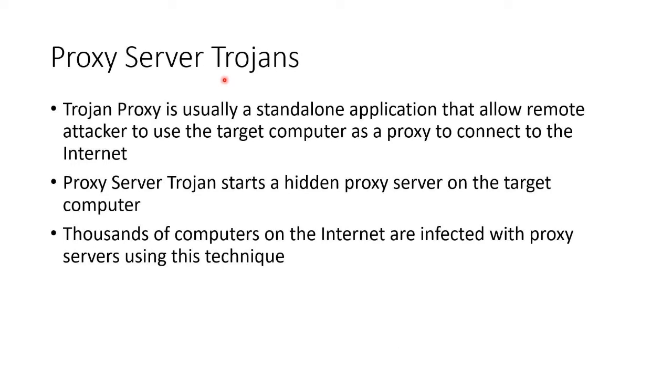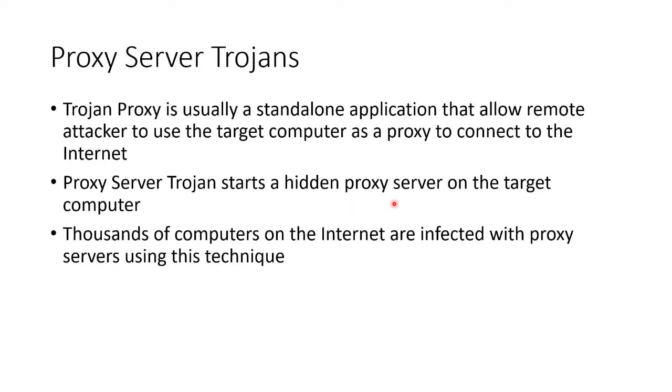There's a Trojan proxy, which is basically a standalone Trojan that we use to relay our attacks. So it's a hidden proxy server on a target. Aunt Lucy is just doing her normal thing, but in the background, her machine is relaying malicious attacks.